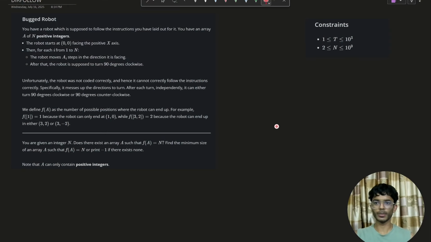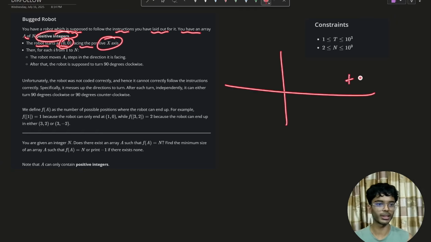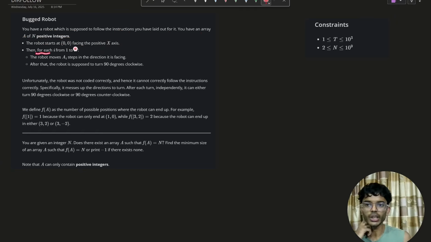So yeah, today's question is Bug Robot. In this question, we have a robot which is supposed to follow the instructions we have laid out for it. We have an array A of n positive integers, and initially the robot is standing at (0, 0), facing the positive x-axis. If this is our coordinate system with this as positive x, this as negative x, this as positive y, and this as negative y, then initially the robot is facing towards the right. Then for each i from 1 to n, the robot moves A_i steps in the direction it is facing, and it is supposed to turn 90 degrees clockwise.